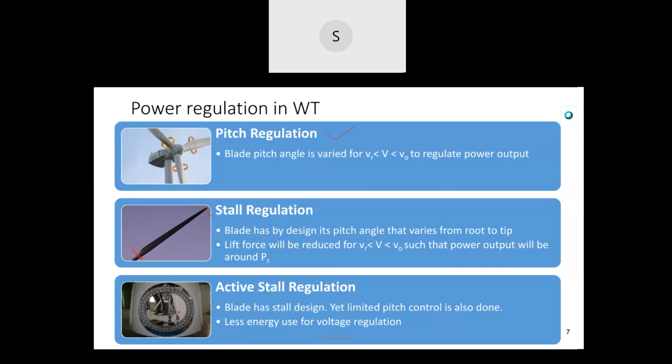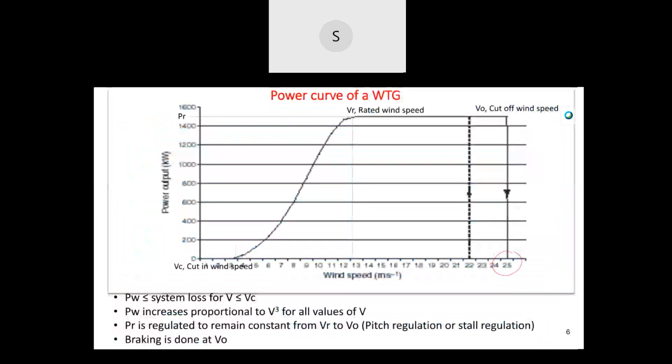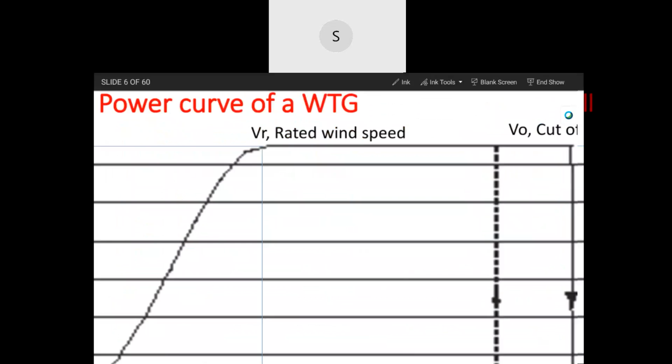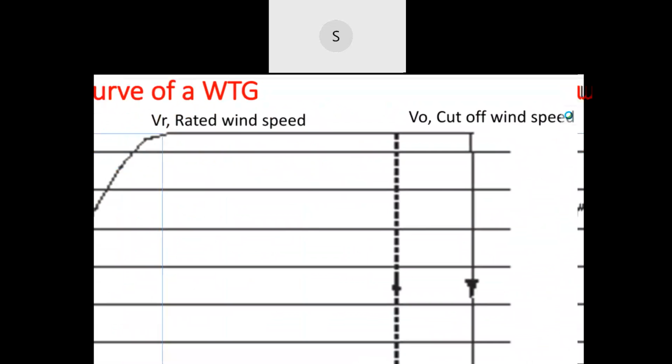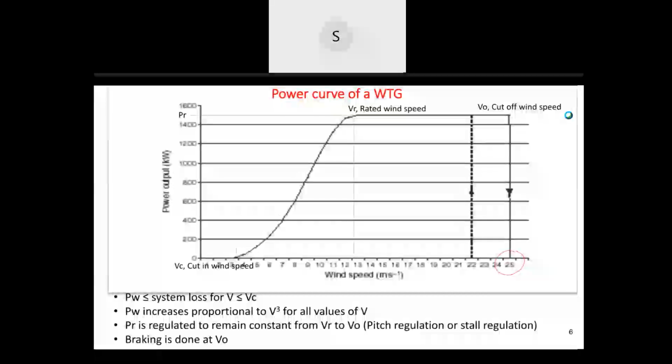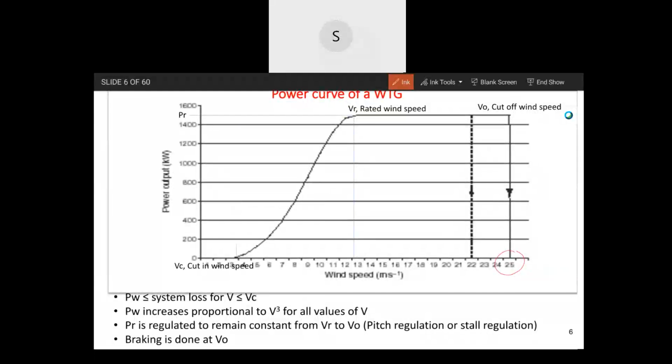That means if it is pitch control, from here to here, continuously the pitch control has to be done. It's not manual, but it should be programmed for that. The supervisory control should take care of that. Yeah, and then the power output can be regulated constant like this.